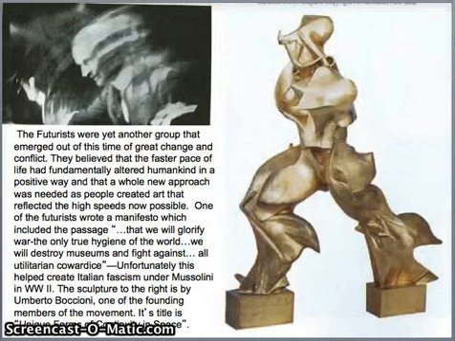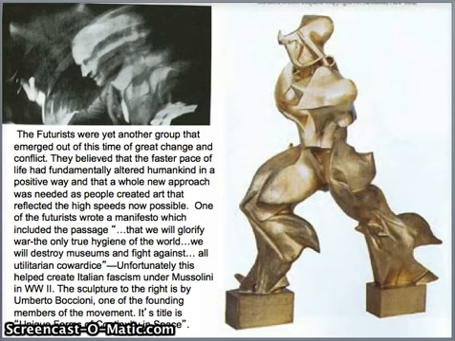Now, the futurists were another group that came out of this time of great change and conflict. They believed that the faster pace of life had fundamentally altered humankind in a positive way, and that a whole new approach was needed as people would create art that reflected the high speeds now possible.